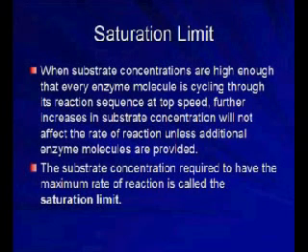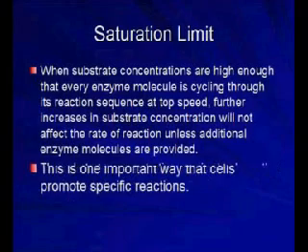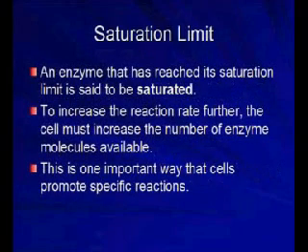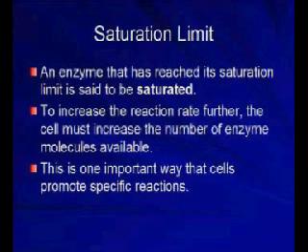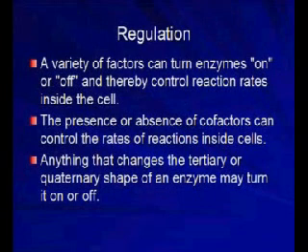This is a term, again, you should become familiar with. An enzyme that has reached its saturation limit is said to be saturated. To increase the reaction rate further, the cell must increase the number of enzyme molecules available. This is one important way that cells promote specific reactions. Regulation. A variety of factors can turn enzymes on or off and thereby control reaction rates inside the cell. The presence or absence of cofactors can control the rate of reactions inside cells. Anything that changes the tertiary or quaternary shape of an enzyme may turn it on or turn it off.